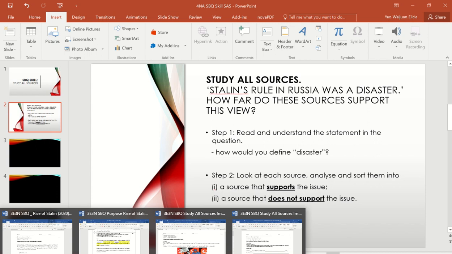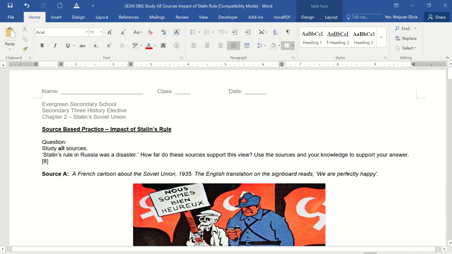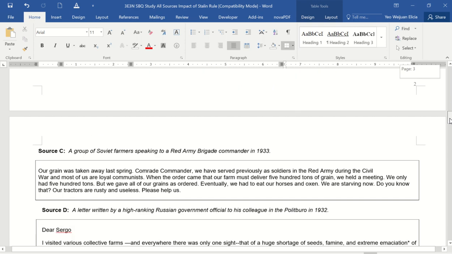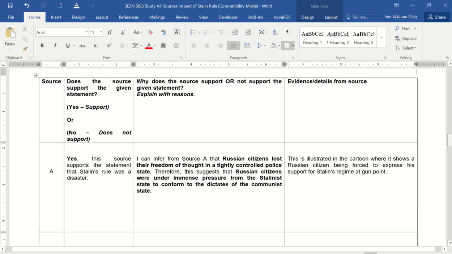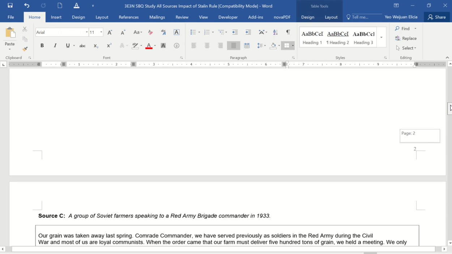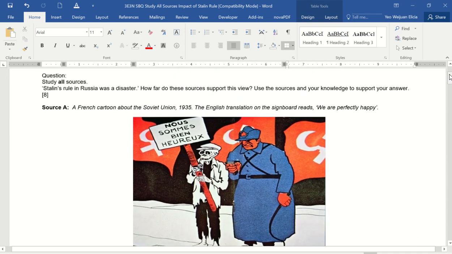Okay, so if you look at your handout now, I will do 2 sources with you, sources A and B. If you flip to page 4, can you flip to page 4 now? Okay, page 4 of your handout, you will see that I have given you a table, and we are going to be filling in the table for sources A and B. So now, is everybody clear on the statement that we are analyzing? Stalin's rule in Russia was a disaster. Everybody okay? Okay, so now let's look at source A.